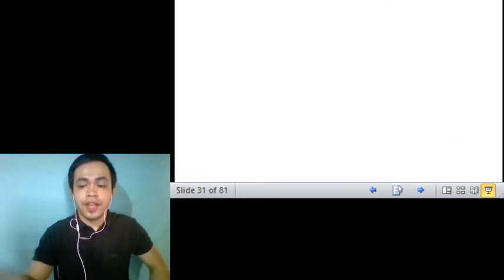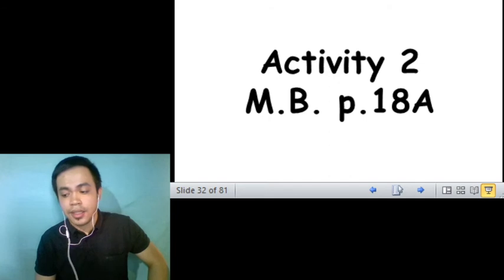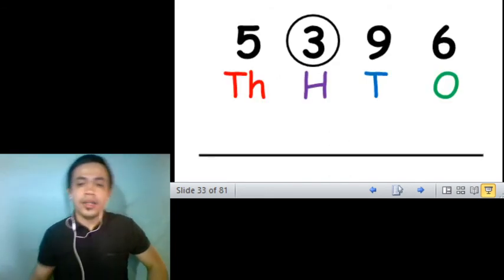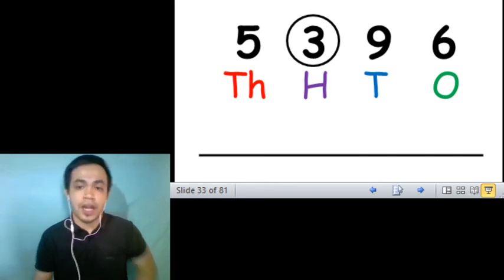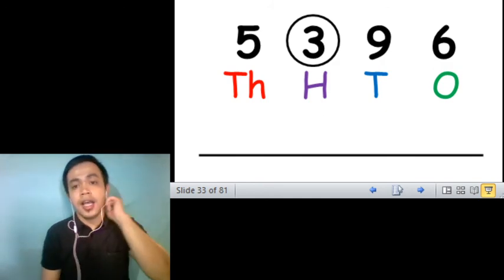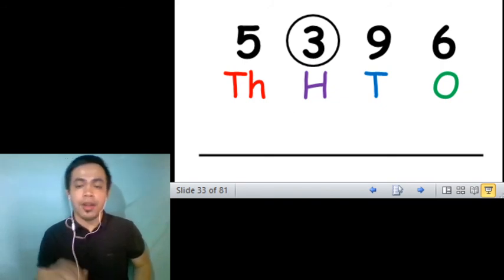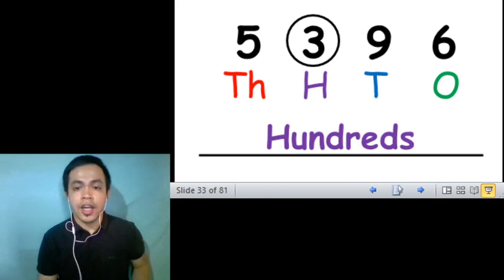Then for your last activity for this day, activity 2 on page 18, letter A. Clear? Here, there is a number that is encircled. What you have to do is write the correct place value: if the circled number is in the ones place, tens place, hundreds place, or thousands place. For this example, the number that is circled is 3. So it is placed in the hundreds. On the line, you will write hundreds.